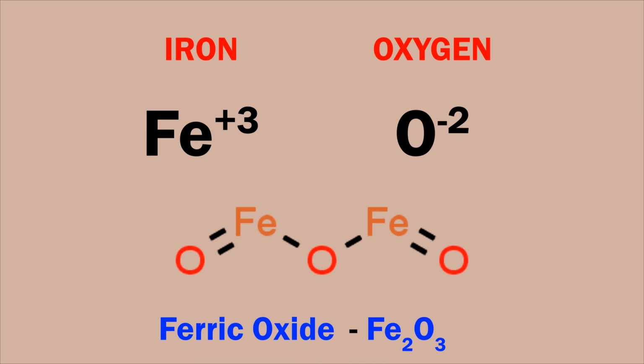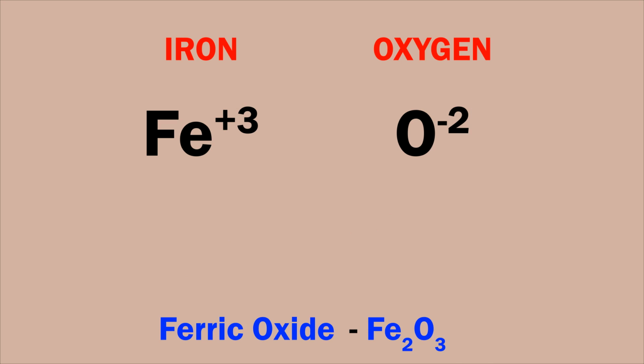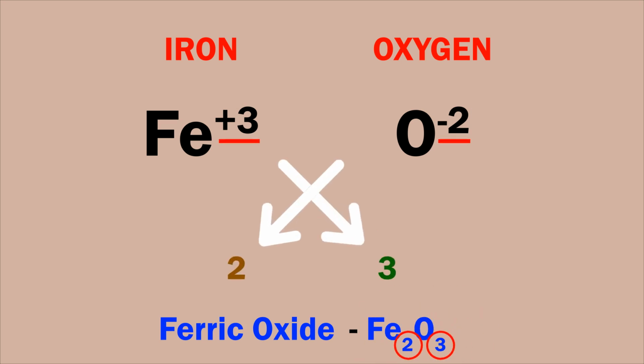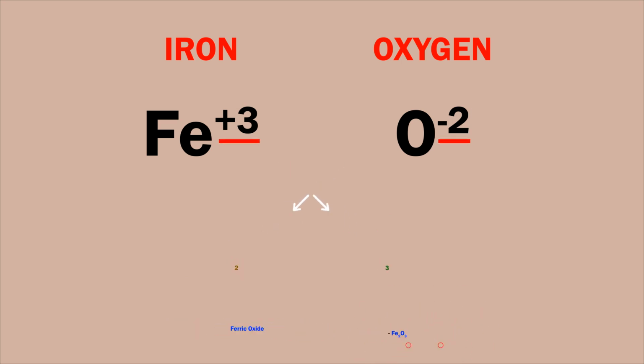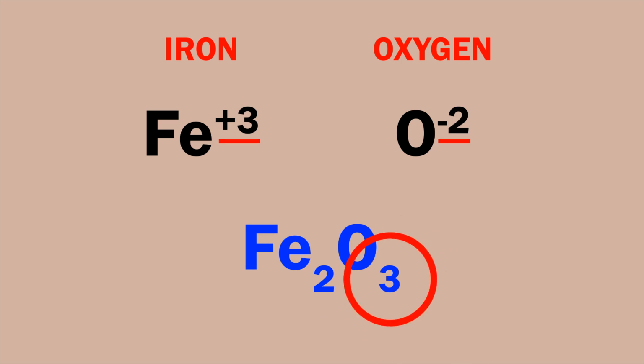You can see that while writing the formula, valency is exchanged in the subscript. In Fe2O3, the valency of iron became the subscript of oxygen and the valency of oxygen became the subscript of iron.